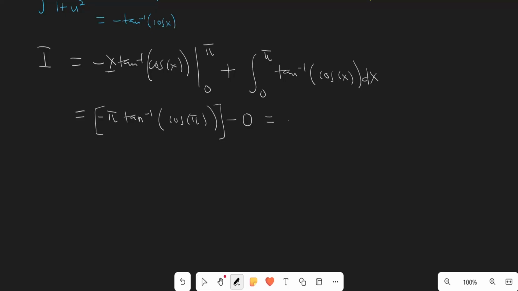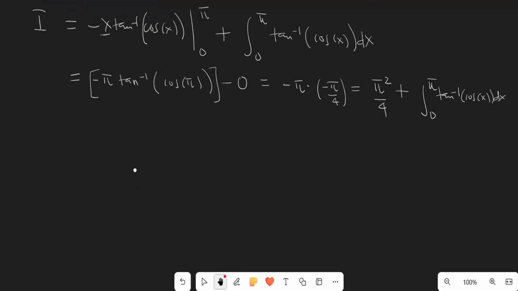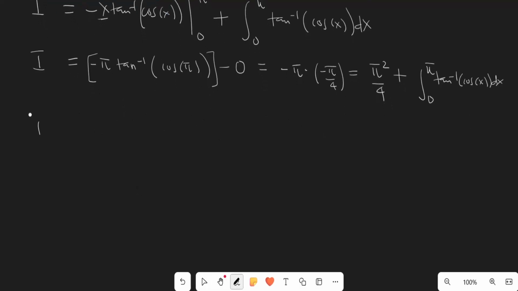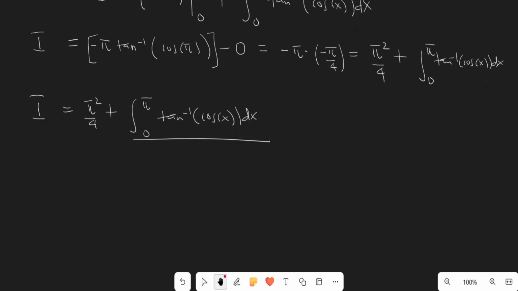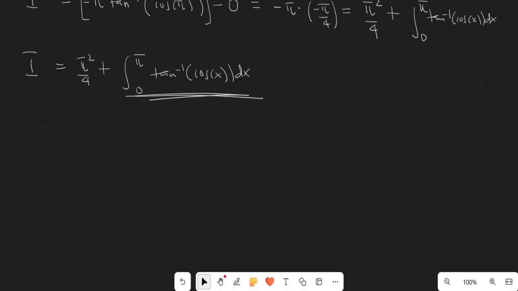So that is going to be negative pi times negative pi over 4, and that simplifies to positive pi squared over 4. Then plus the integral from 0 to pi of the tan inverse of the cosine of x dx. So that is I. So I now is just pi squared over 4 plus the integral from 0 to pi of the tan inverse of cosine of x dx. So the task now is to find what this integral is. How do you find the value of this integral?